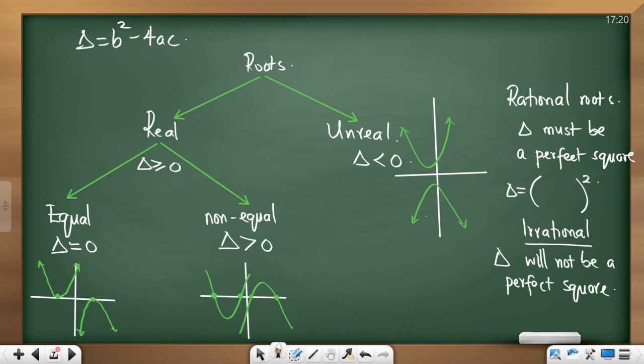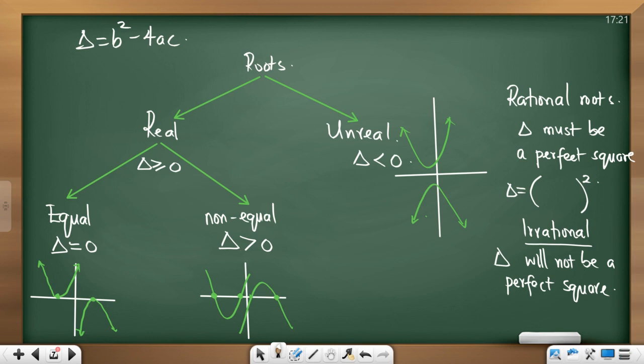So take note of the different properties. When the discriminant is equal to 0, the roots are real and equal. Greater than 0, real and non-equal. Less than 0, unreal. A perfect square, rational. All right? And if it is not a perfect square, then it is irrational. I hope all of this is good.